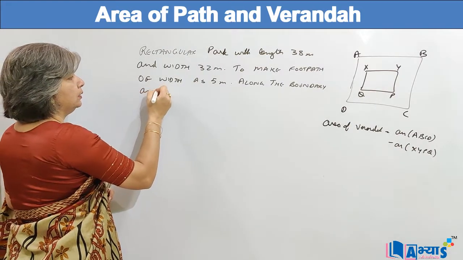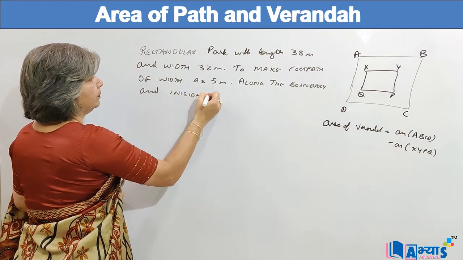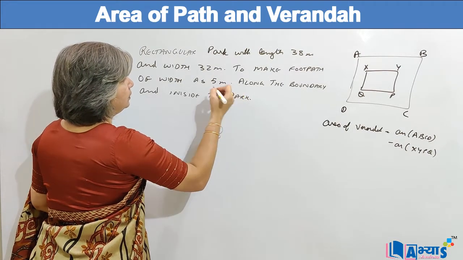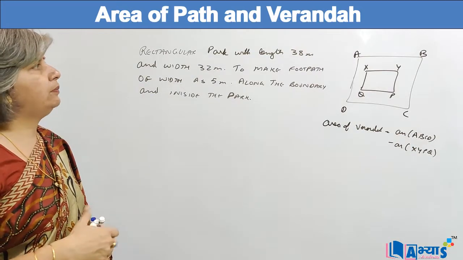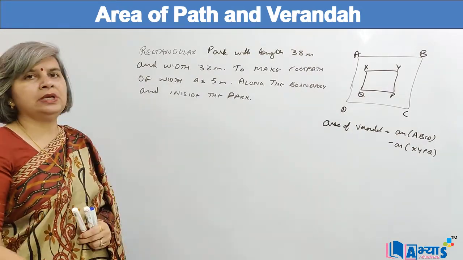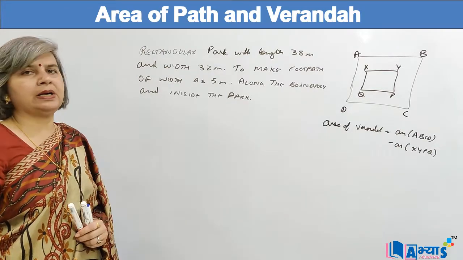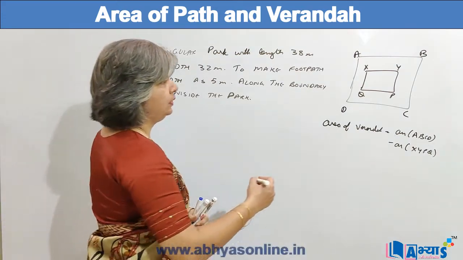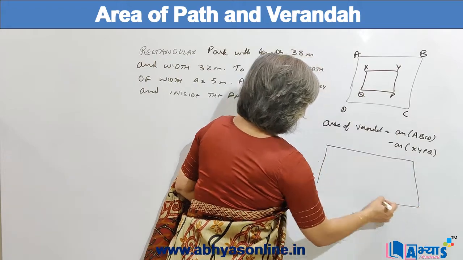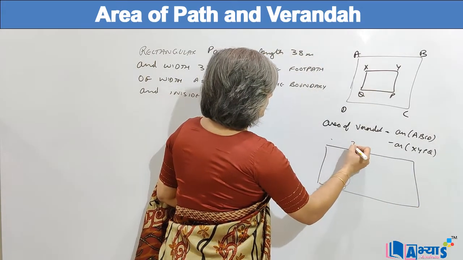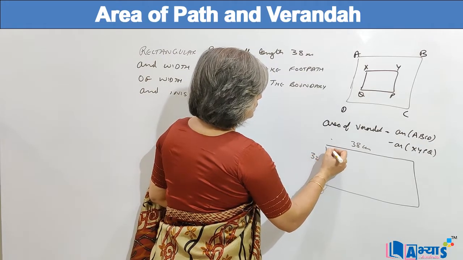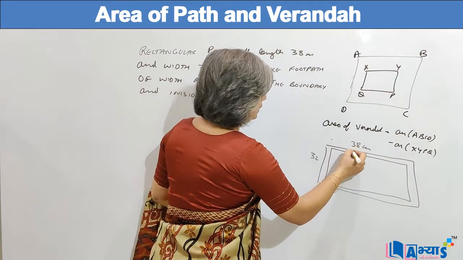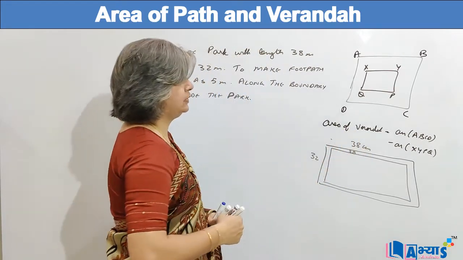and inside the park. That means now we are drawing a rectangular park of dimension 38 meters by 32 meters. The width and length of the park is given, and we are supposed to draw a footpath around the boundary in the interior. That means if we have a plot of dimension 38 by 32, we are drawing a path around the boundary, and the width of this path is 5.